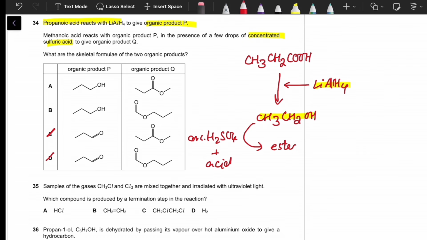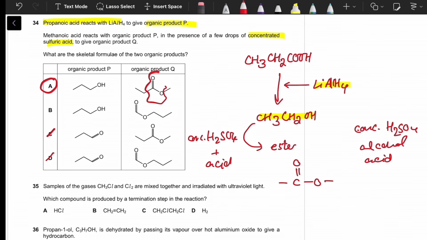Now, this next reaction that takes place is between an alcohol, methanoic acid, a carboxylic acid, and concentrated sulfuric acid. So, when you have concentrated H2SO4, an alcohol, and an acid, what occurs is esterification, which forms an ester. Esters have this functional group. Therefore, the only correct answer can be A, as you can see right here.